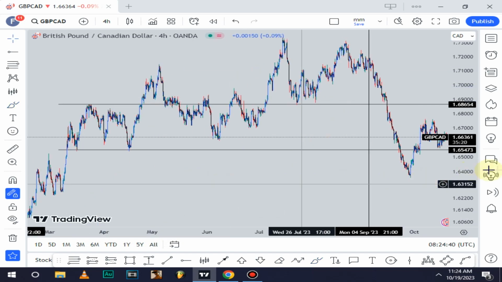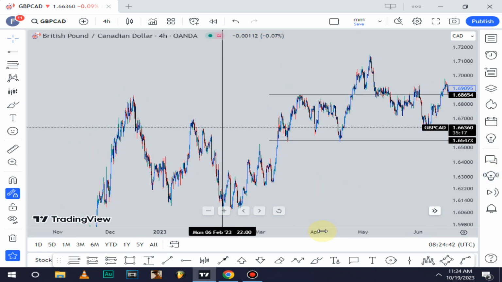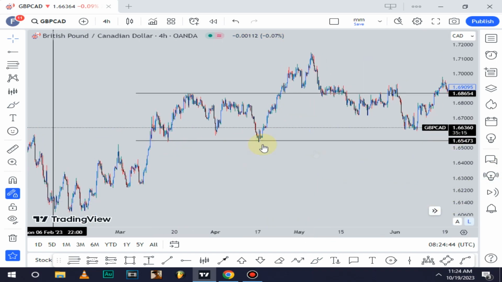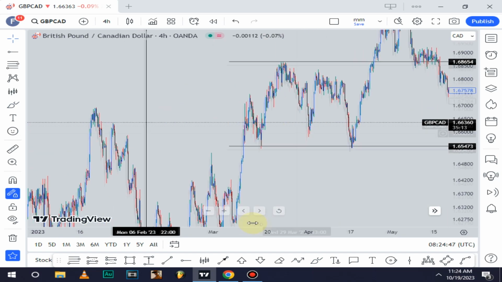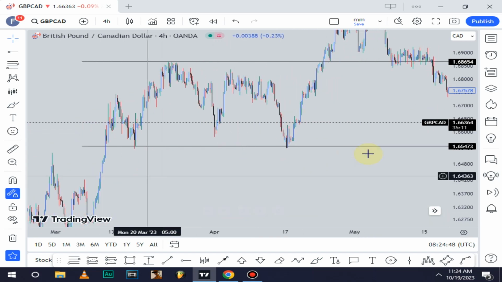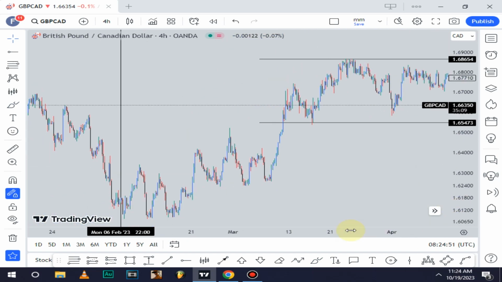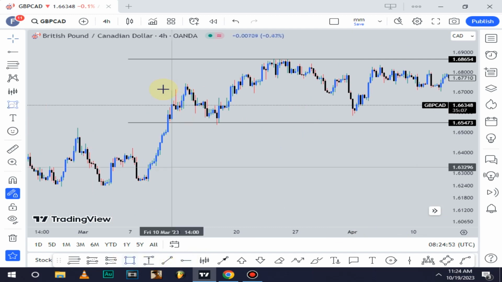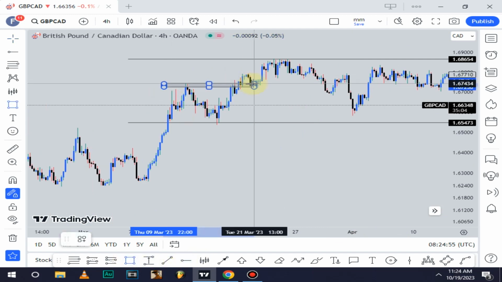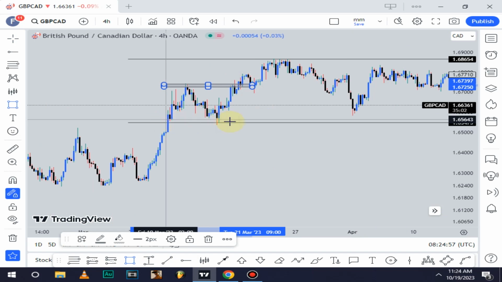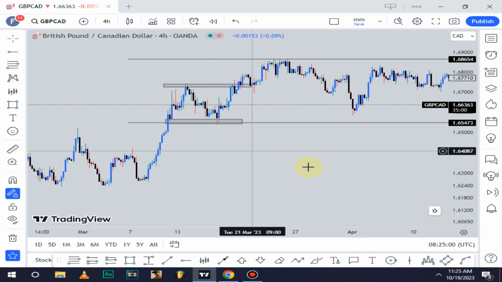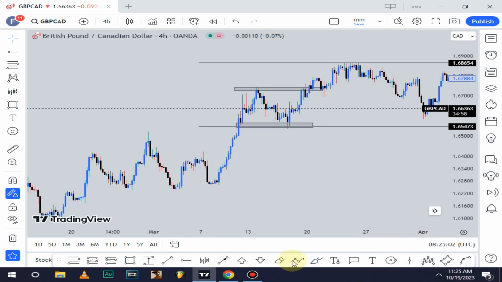Let's continue. Over here, if we continue zooming just like this, we have to see some sort of patterns. The first thing we need to see is this. Look at this. Price gave us some sort of resistance over here. Then we had this pattern. Look at this manipulation over here.